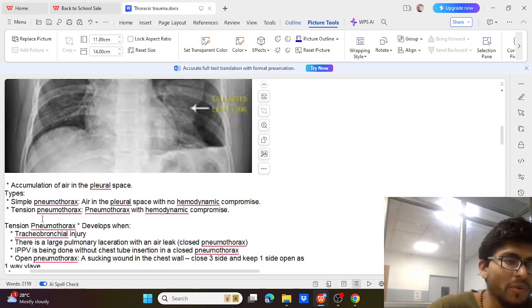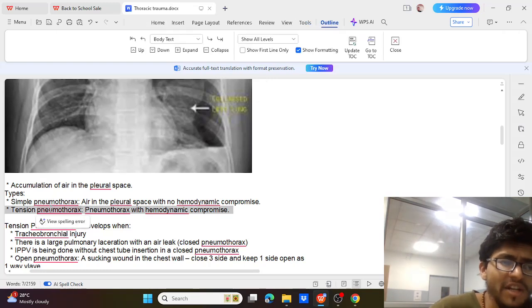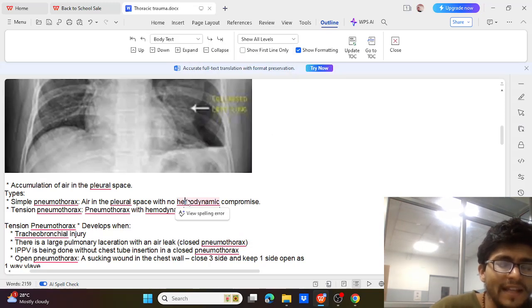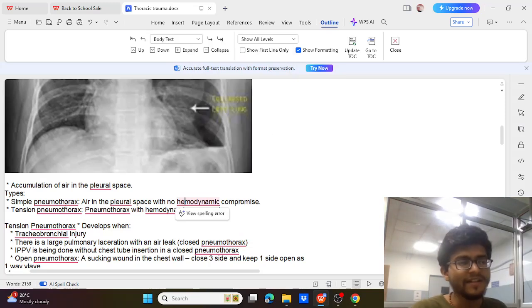So it can be of two types, rather we can call it as three types. It could be simple pneumothorax, tension pneumothorax, and also open pneumothorax. So what is simple pneumothorax? Air in the pleural space with no hemodynamic compromise. Like there will be no derangement of vitals like BP, heart rate and respiration.